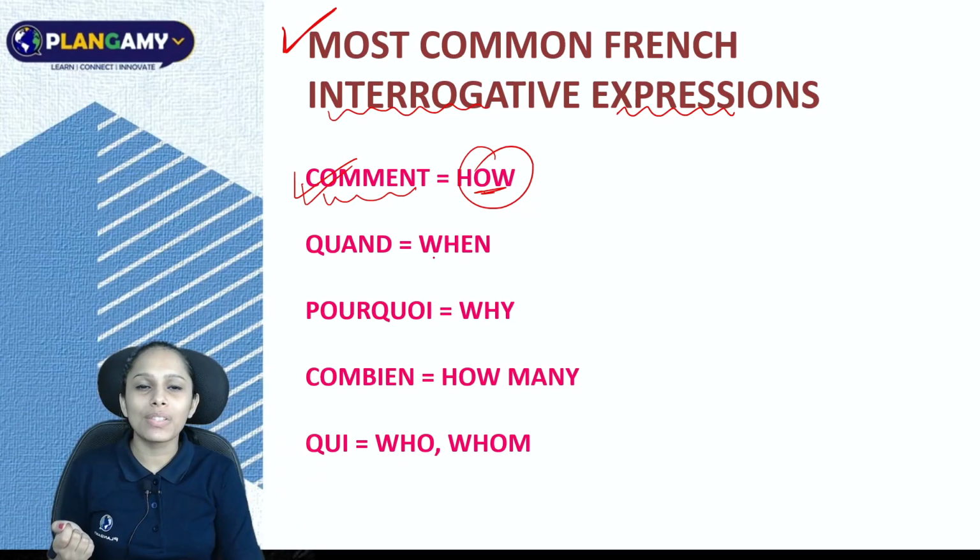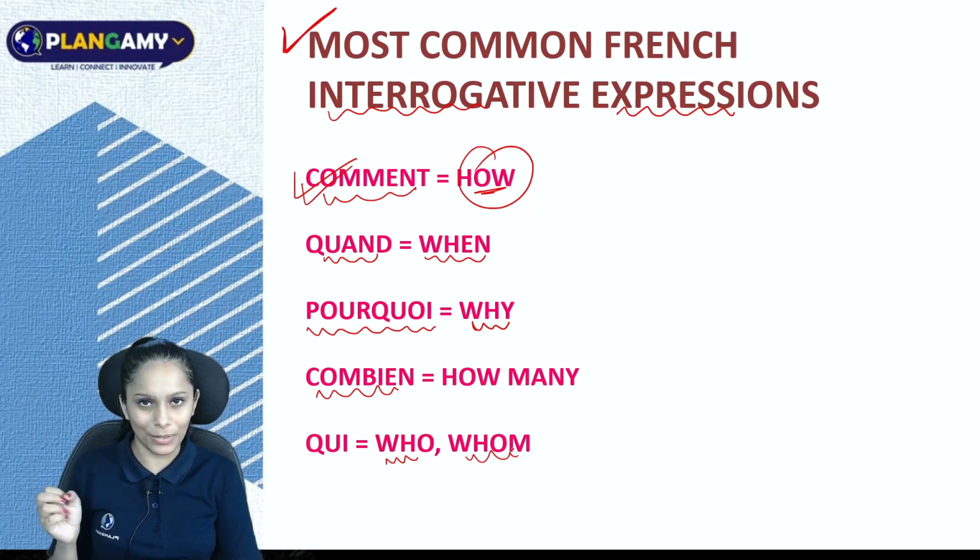Now if you want to write a sentence such as when are you coming, at that time you have to use quand. Now if you want to say why this happened, you have to use pourquoi. Again, if you want to say how many students are there, you have to use combien. Now next, if you want to say who or whom are you speaking with, you have to use qui.